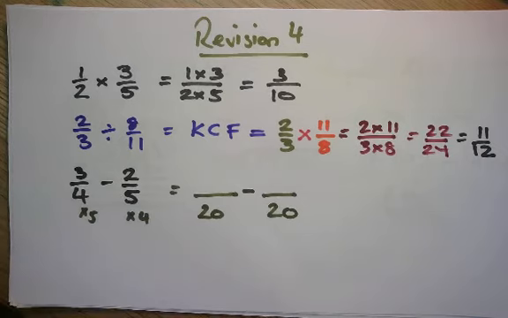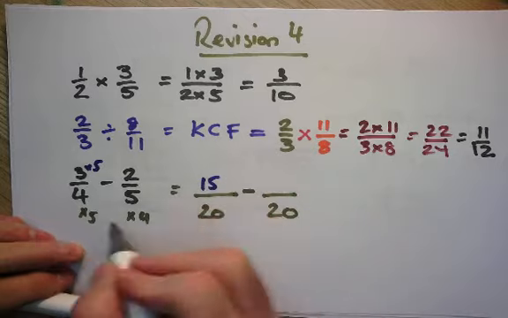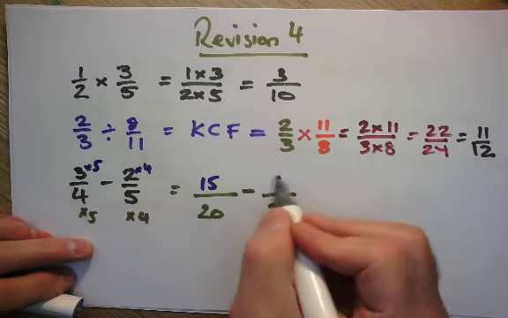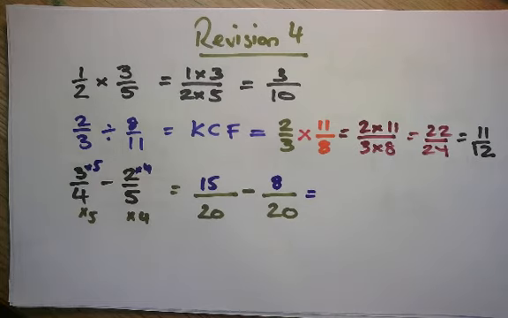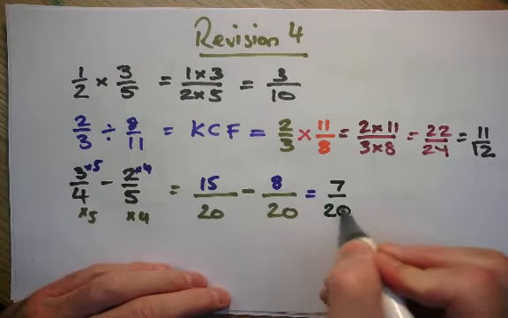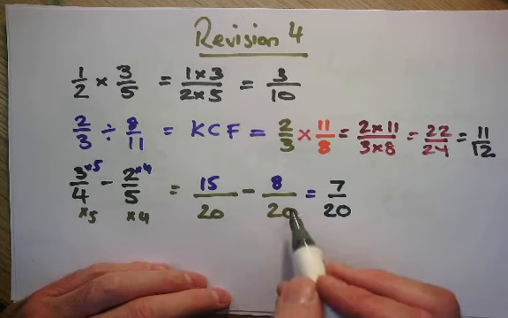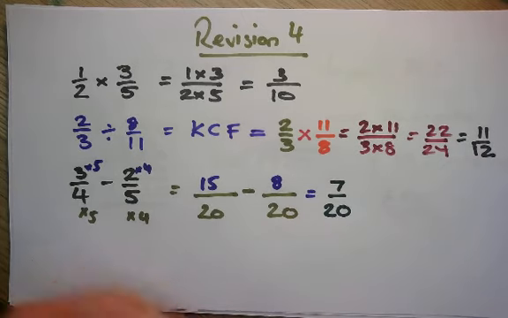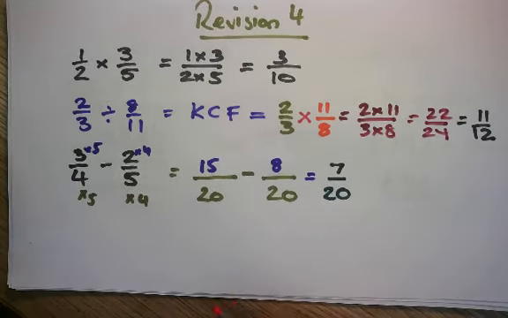And the sign is take away. And whatever I did to the bottom, I do to the top. Times that by 5. Here I times that by 4. Boom. And then it's a case of saying 15 take away 8 is 7 over 20. 15 20ths minus 8 20ths is 7 20ths. If you actually say it, it sometimes sounds the way you should make it sound, and that helps you.